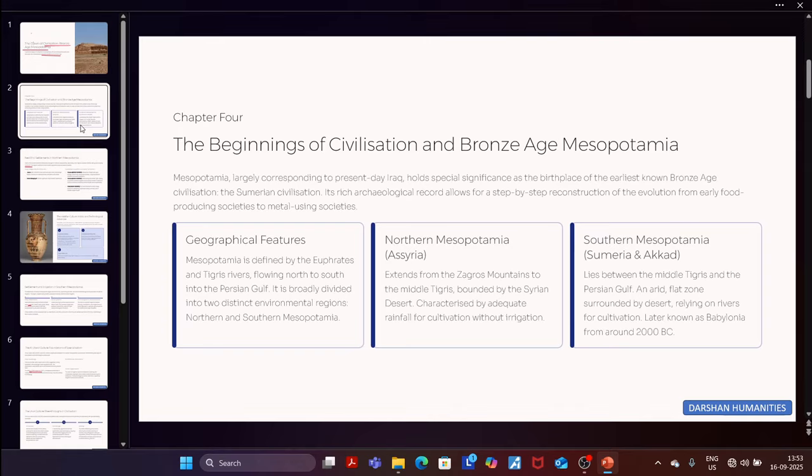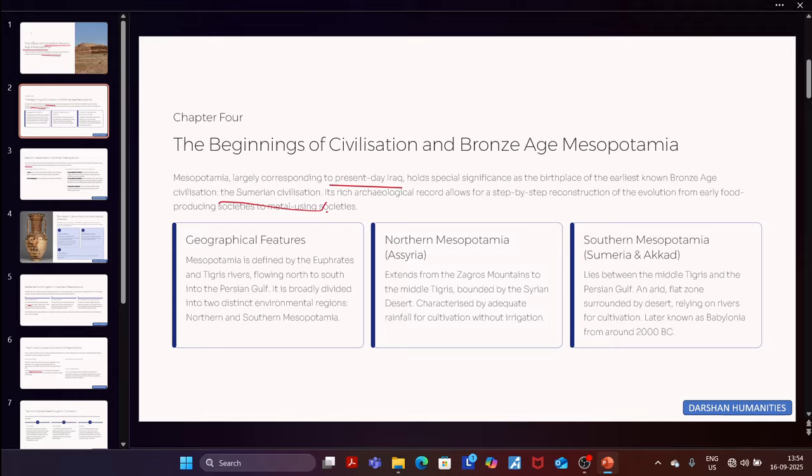The transition from Neolithic to Bronze Age civilization first occurred in Mesopotamia, corresponding broadly to present-day Iraq. The region holds special significance as the birthplace of the earliest known Bronze Age civilization, the Sumerian civilization. The rich archaeological record allows us a detailed reconstruction of this evolution from early food producing societies to metal using society.